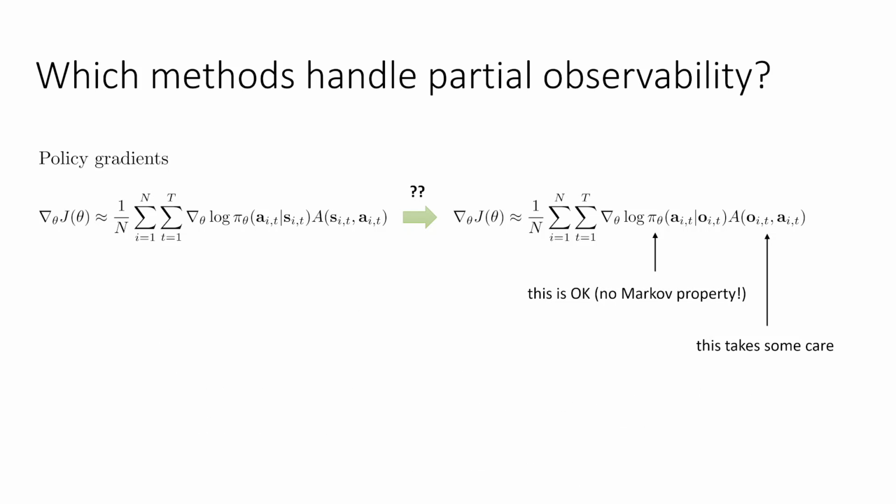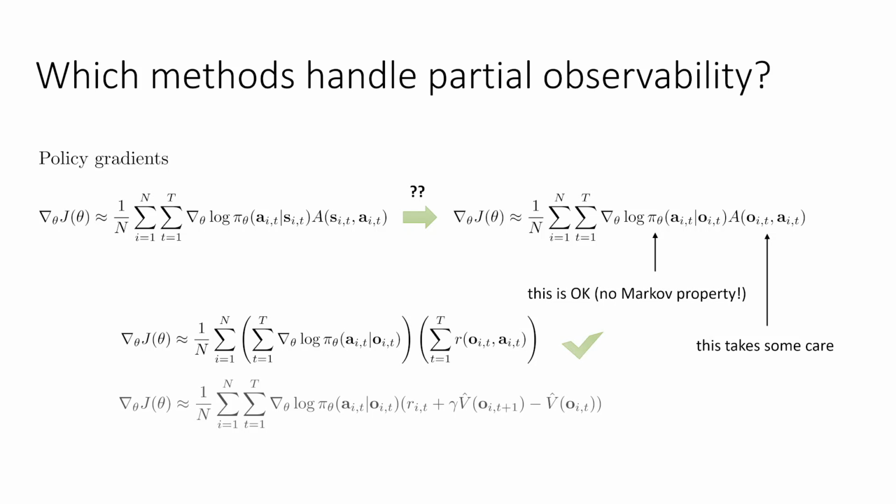So what this means is that if you're going to use policy gradients, if you use the regular Monte Carlo estimate, if you just simply plug in the sum of rewards, that is okay, because that derivation did not actually use the Markov property. But if you try to put in a value function estimator, that is no longer okay, because that value function estimator for the advantage function is not a function of the observation. It's a function of the state, and the state depends on past observations. So this type of estimator is not okay.